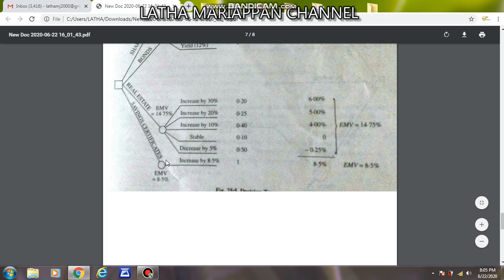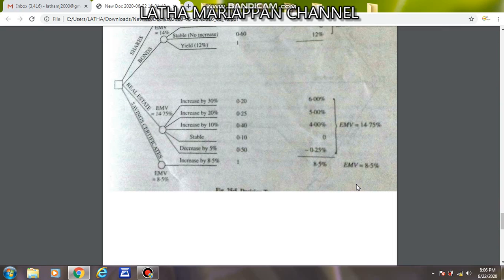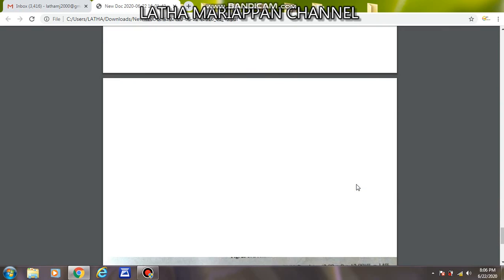And here they said increase 8.5 percentage into 1, that is 8.5 percentage. This data is for real estate, and only one data is for the saving certificate. You will get 14.75 percentage for real estate and 8.5 percentage for the saving certificate. So we got 4 EMV values, the expected money values.